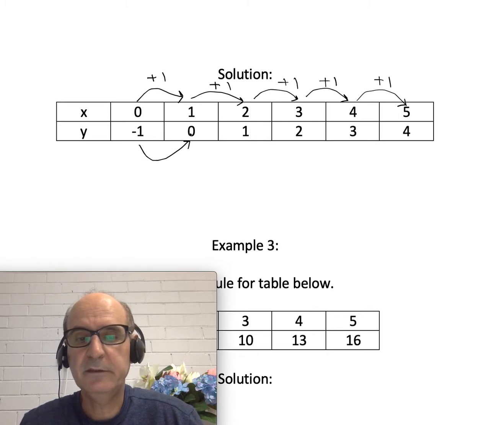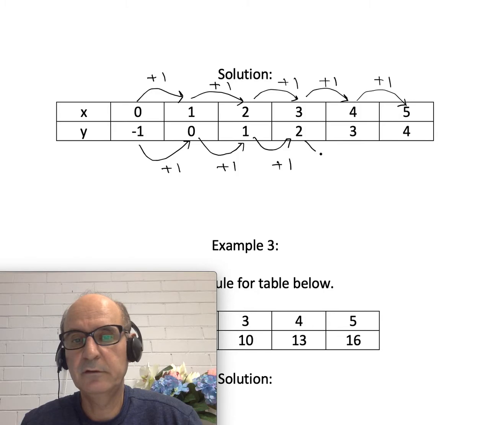Now, what is happening to y? Y has gone from -1 to 0. The y also is going up by 1. From 0 to 1 goes up by 1. From 1 to 2 goes up by 1. 2 to 3 goes up by 1. And 3 to 4 goes up by 1.